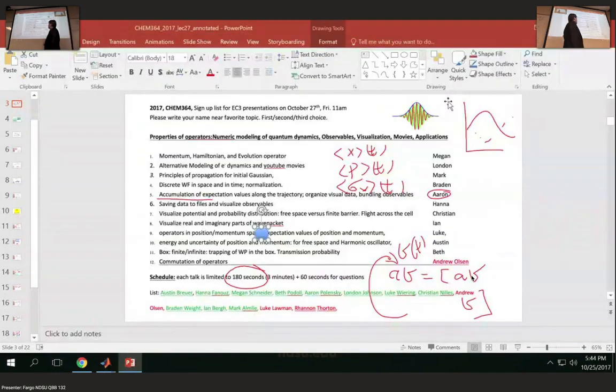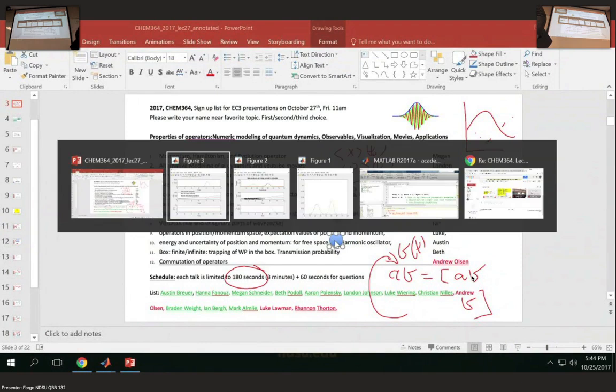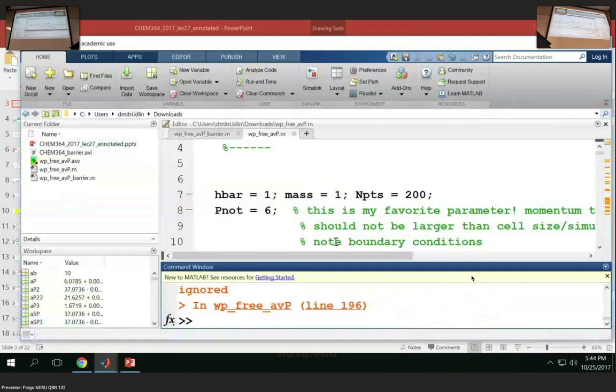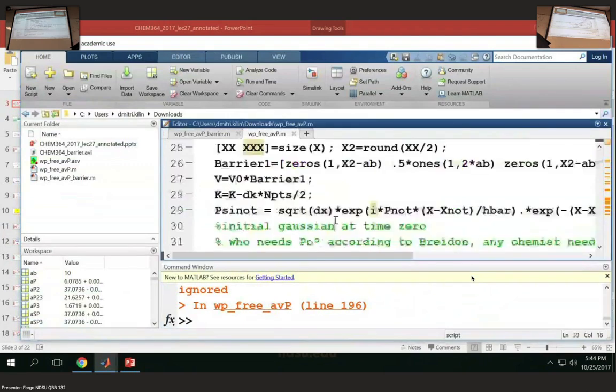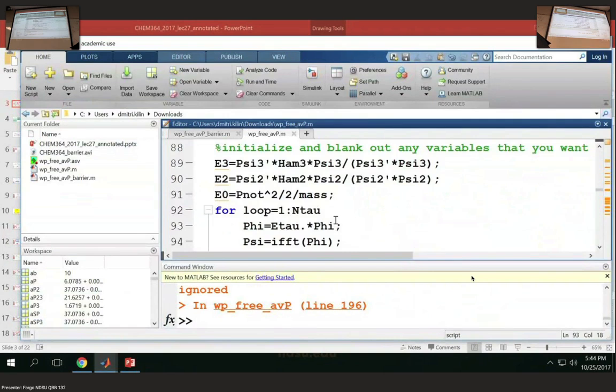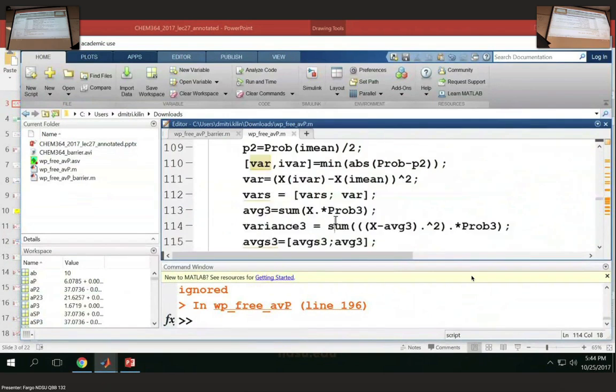Next, energy and uncertainty of position and momentum of free space and harmonic oscillator. I did a crazy thing. I jumped together complicated things. So I move for free space, and then about harmonic oscillator you'll speak differently. We're just at the right spot of the code.